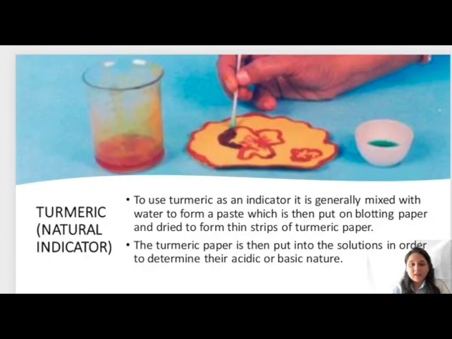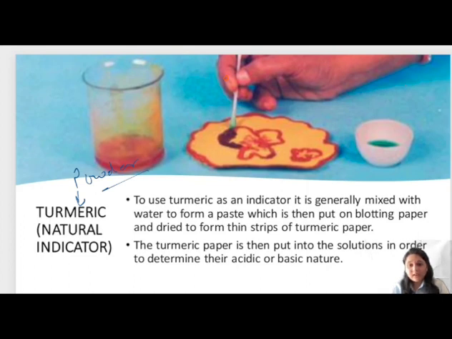Now our next indicator is the turmeric indicator. How can we use the turmeric indicator? As you know, turmeric at our home is in powder form. If you want to use turmeric as an indicator, first you have to mix some turmeric in water and make a paste. Then you use a blotting paper and put the paper in your turmeric solution, and after that you cut thin strips of this turmeric paper and dry them out. Then these strips will help us find out whether the solution is acidic, basic or neutral.